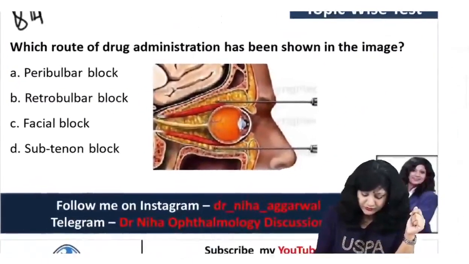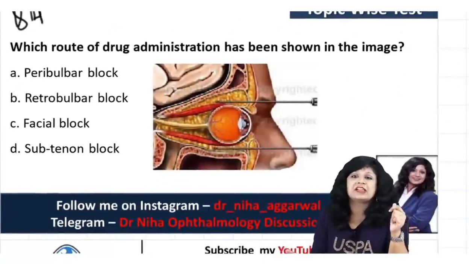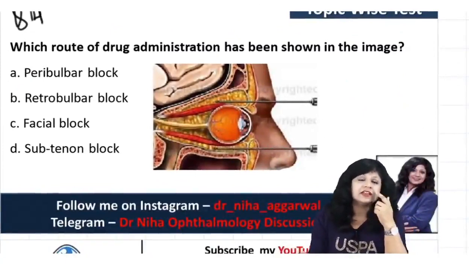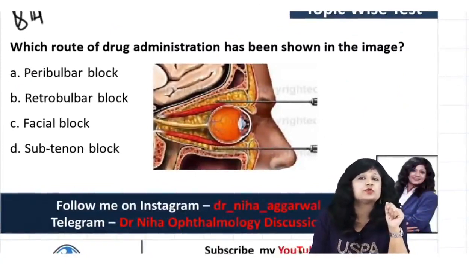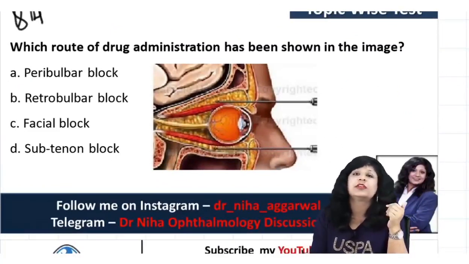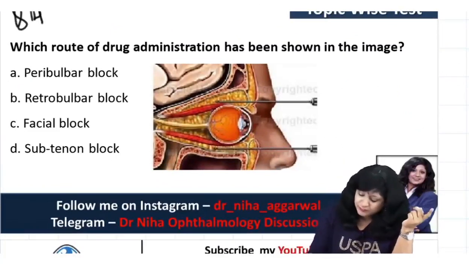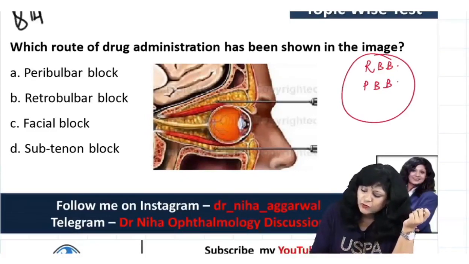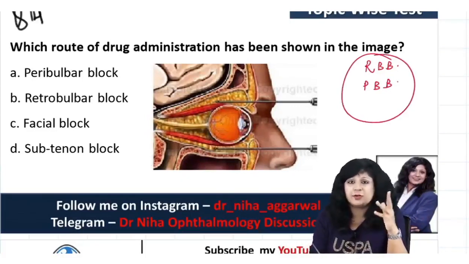Question number 14, which route of drug administration has been shown in the image? See, I have already shared a detailed video on my YouTube channel regarding the blocks. I think most of you must have gone through it. We have mainly two blocks: one is the retrobulbar block and the other is the peribulbar block. So I won't go into much detail again because I have already done one video. You can refer to that.